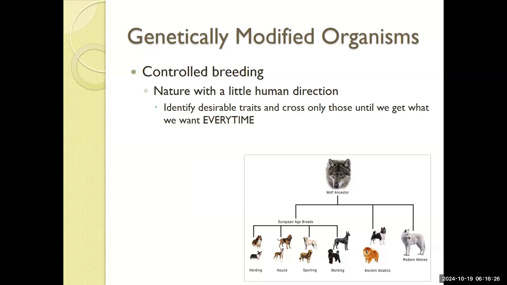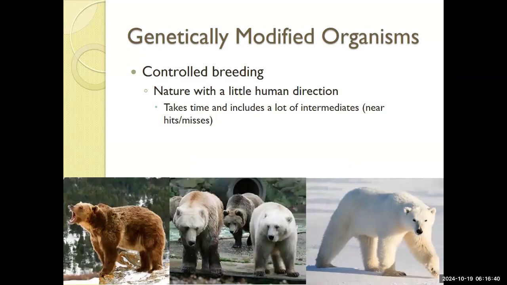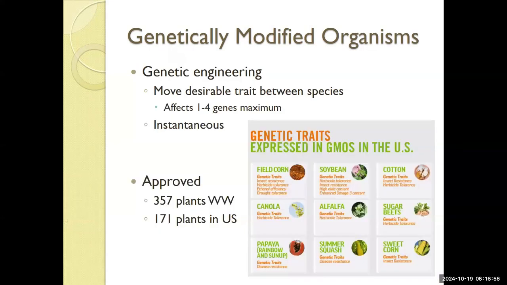With controlled breeding programs, nature doing most of the work, humans with a little direction and influence, we have been able to cross and create many diverse dog breeds by identifying the desirable trait we wanted and crossing the pups that had that trait until we got what we want every single time. The downside of controlled breeding, though, is that this takes a lot of time, and it's going to include a lot of intermediates, near hits, near misses, and you don't know what you get because genetic recombination changes the entire genome of those animals. Genetic engineering, however, moves 1 to 4 genes only. We know exactly what we're moving and where we're putting it. It's instantaneous. It's in the next generation or it's not.